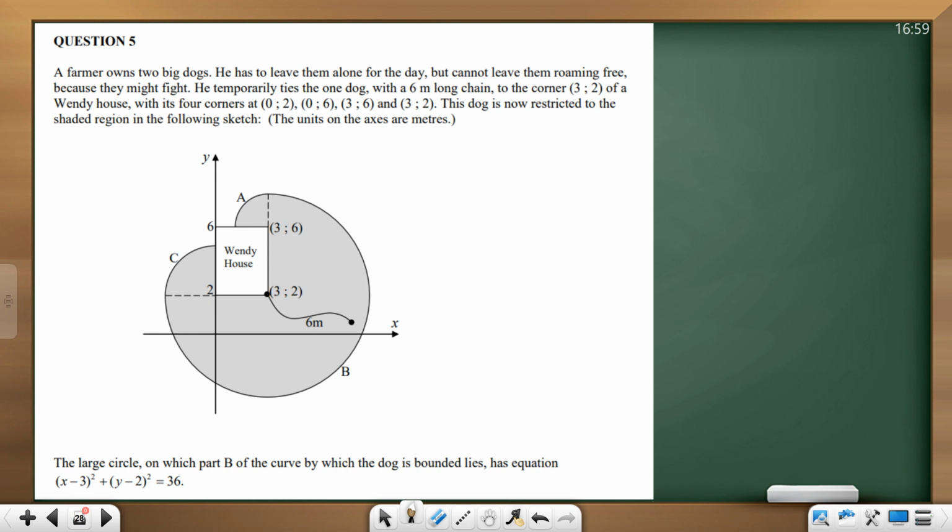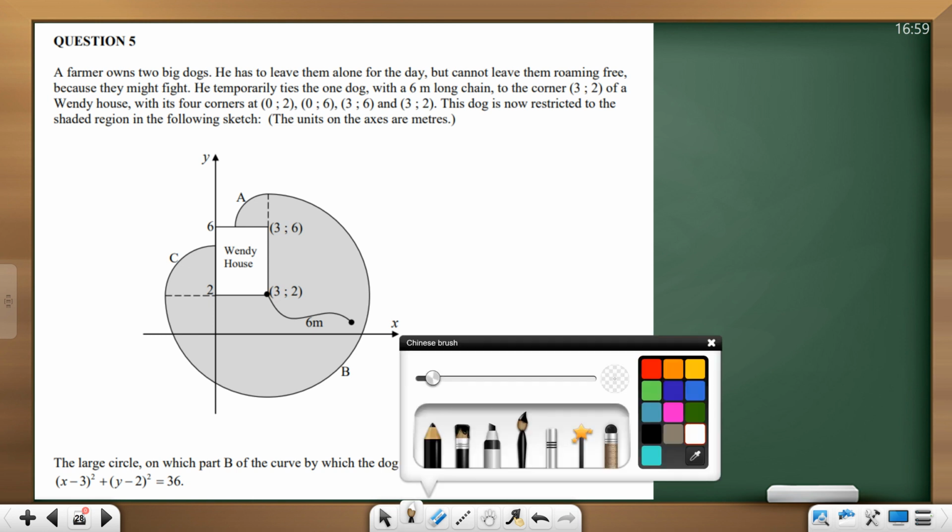This dog is now restricted in the shaded region in the following sketch. Okay, is it making sense though? Tie the dog there, but the dog can only go in a circular shape up to a point. The larger circle on which part B of the curve by which the dog is bounded to the house has the equation (x minus 3).